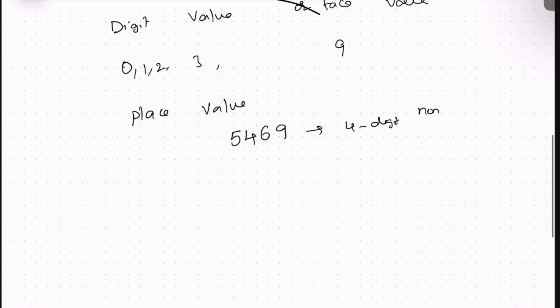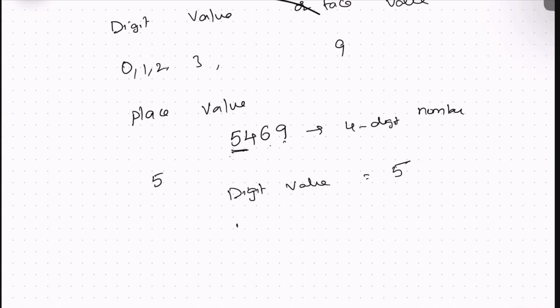Let's understand the digit value and place value for 5. The digit value of 5 in this number is always the same and it doesn't change. Wherever it is, in this place or this place or this place, anywhere, the digit value is always 5.